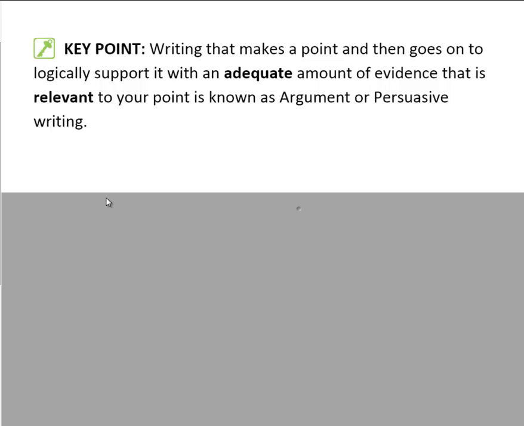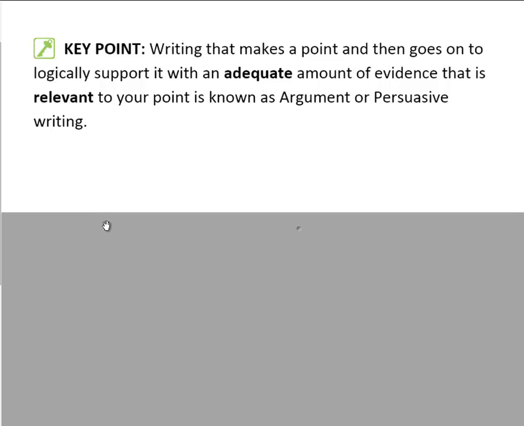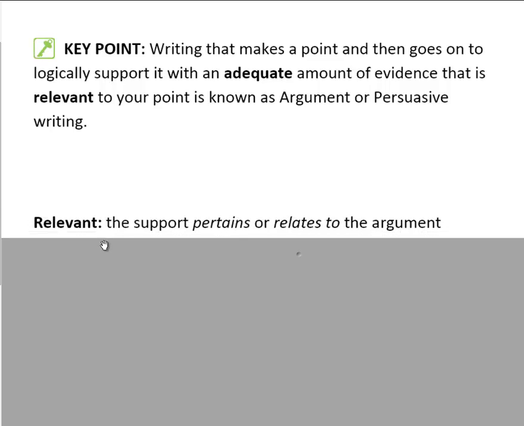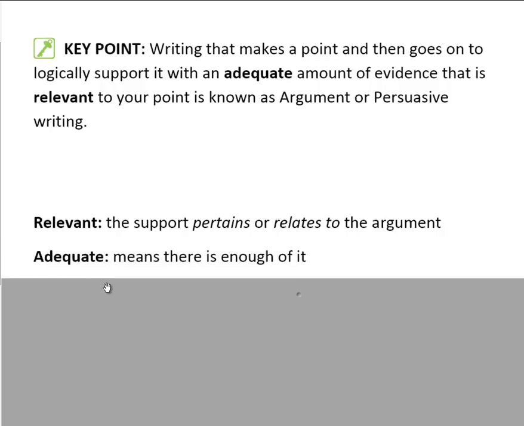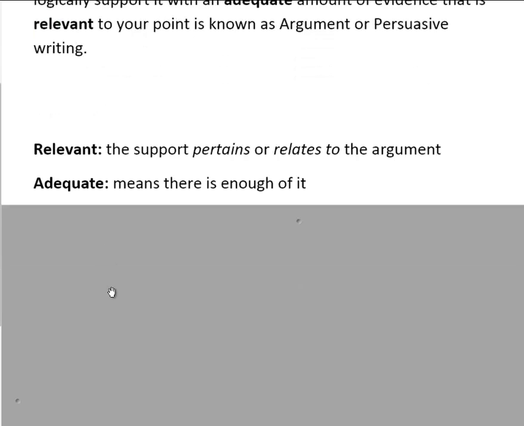Well, in order to be a critical reader, one who actively questions and thinks while reading rather than just passively decoding words, you must understand how to identify a sound argument. When an author is trying to persuade you, you must recognize his overall point and decide if his support is relevant and adequate. What do we mean by relevant? Relevant means the support pertains or relates to the argument. What do we mean by adequate? Adequate support means there is enough of it.